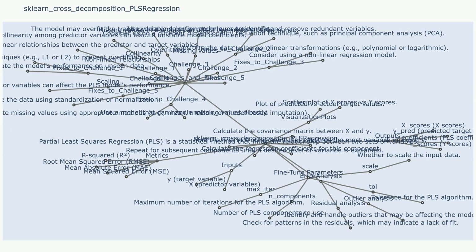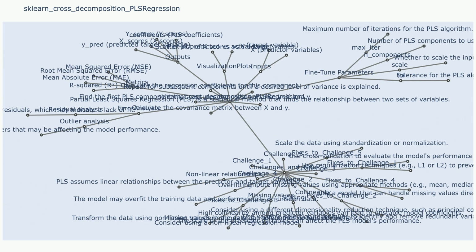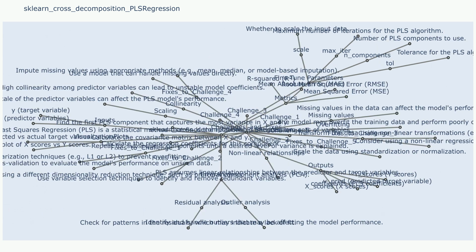Steps: calculate the covariance matrix between X and Y. Find the singular value decomposition, SVD, of the covariance matrix. Extract the top n components' singular values and their corresponding vectors. Project both X and Y onto the subspace spanned by the extracted singular vectors, resulting in the X_scores and Y_scores. Fit a linear model using the X_scores to predict the Y_scores.